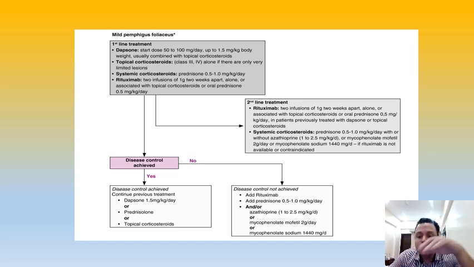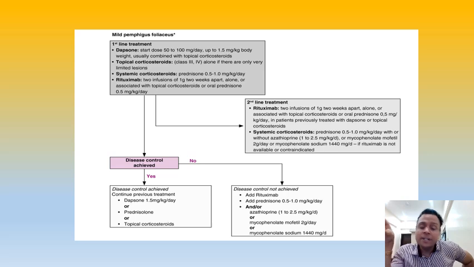So you can apply topical steroid, but if large areas are involved, there is a problem because it can cause HPA axis suppression. Topical steroids alone can be used. Systemic corticosteroid when you are using low doses, or rituximab, we are using 1 gram 2 weeks apart. So these are the first line therapies. First line therapy: Dapsone, topical. Here topical steroid is also optional.